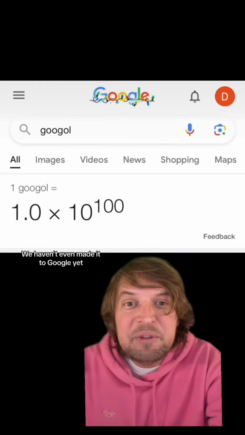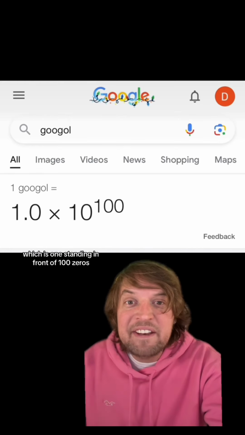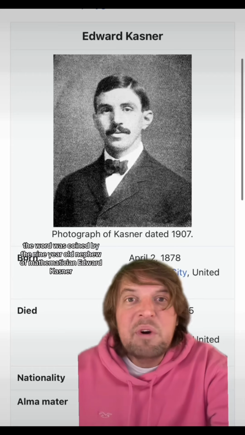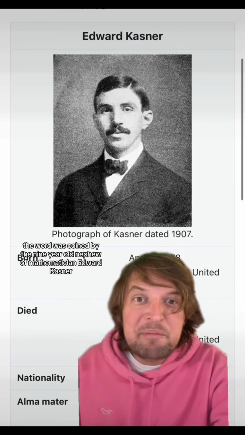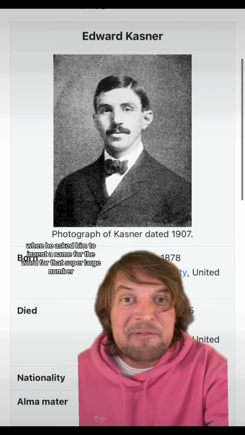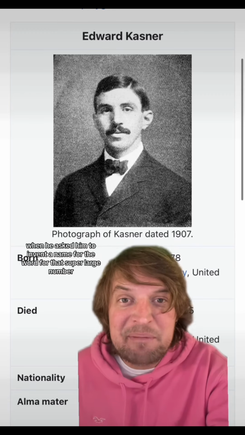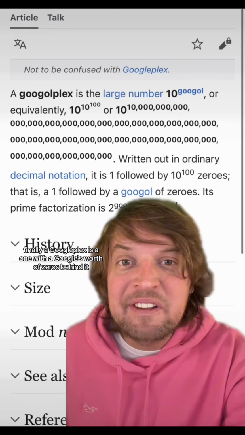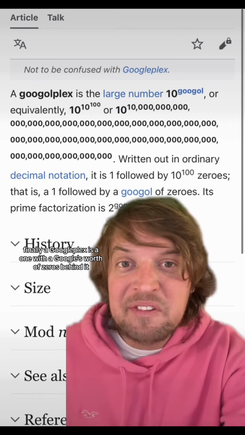We haven't even made it to googol yet, which is 1 standing in front of 100 zeros. The word was coined by the 9-year-old nephew of mathematician Edward Kasner when he asked him to invent a name for that super large number. And apparently Google's founders Larry Page and Sergey Brin misspelled it and bought the domain name for the misspelled version in 1997. Finally, a googolplex is a 1 with a googol's worth of zeros behind it.